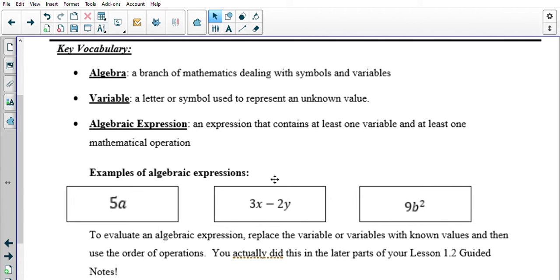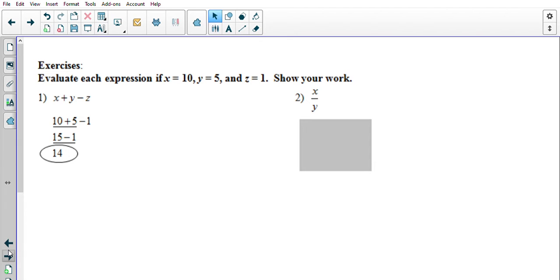Now, what you're going to be asked to do in this video is evaluate algebraic expressions. You're going to replace the variable or variables with known values and then use the order of operations. Now, we did this in the last video from the lesson 1.2 guided notes, so it's really nothing new here. So I'm going to go through these examples fairly quickly.